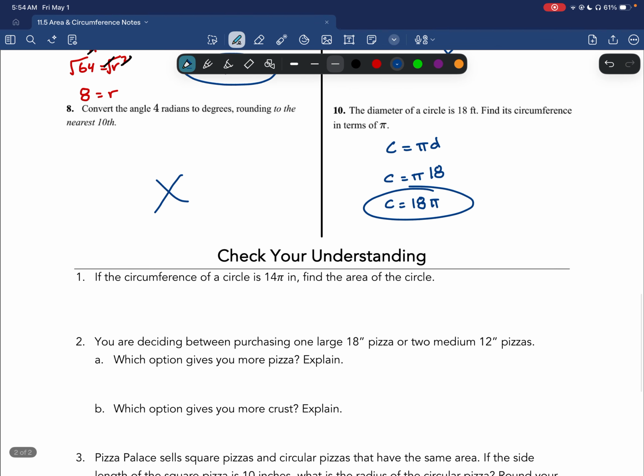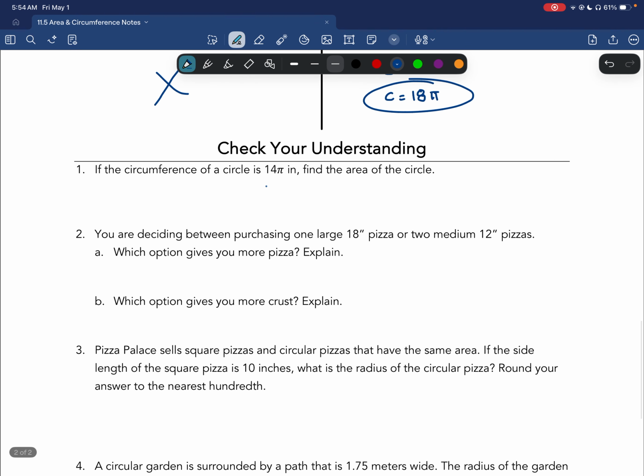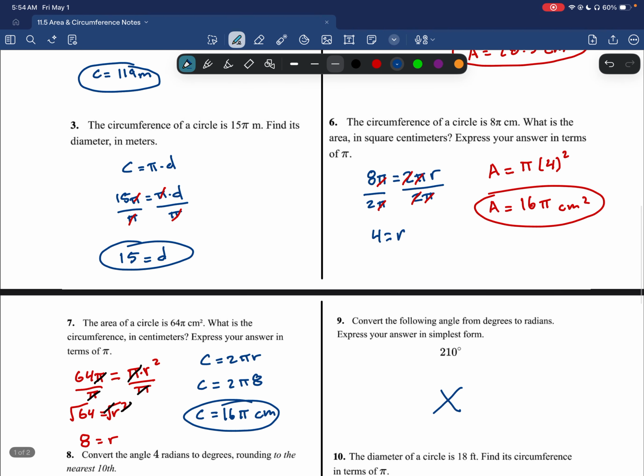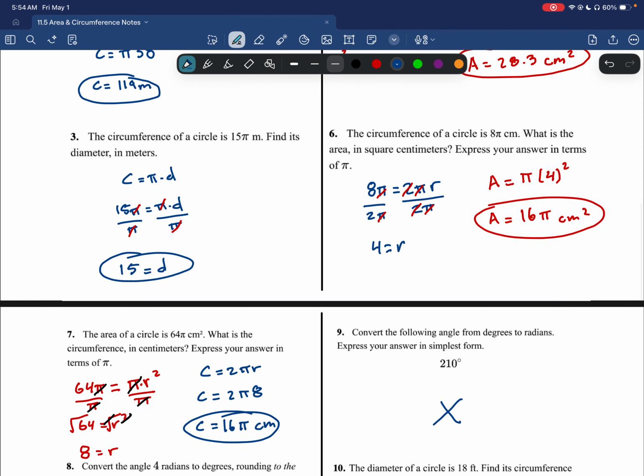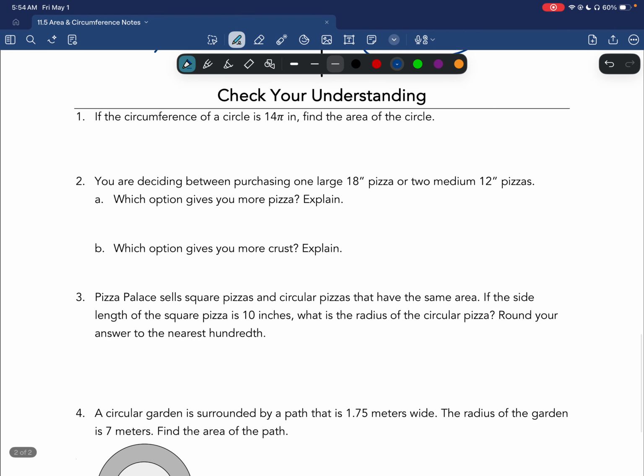All right, to check your understanding. If the circumference of the circle is 14 pi inches, find the area of the circle. That is very similar to this question right here. I'm going to let you solve that by yourselves.